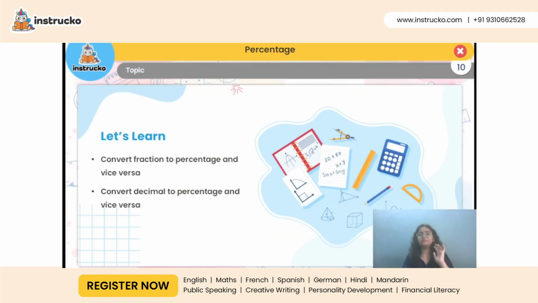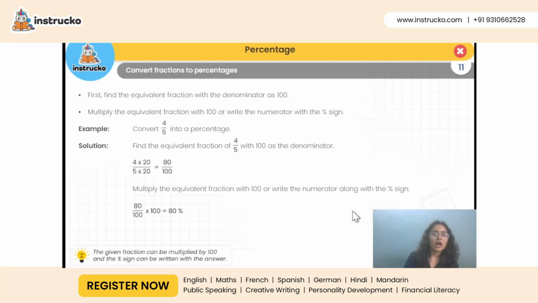Moving on. Let us now learn how to convert fractions to percentage and vice versa, and also how to convert decimal to percentage and vice versa. So how to convert fractions to percentages? We have 2 very easy, very simple steps. One, first find the equivalent fraction with the denominator as 100.